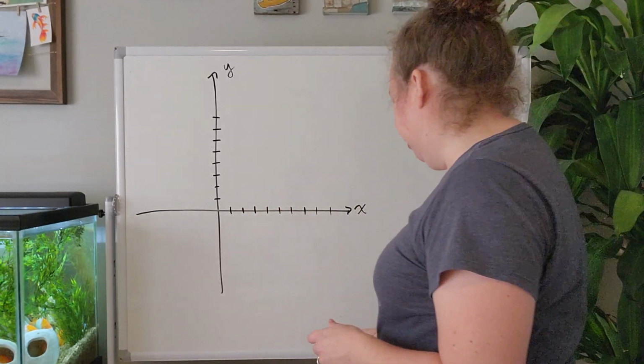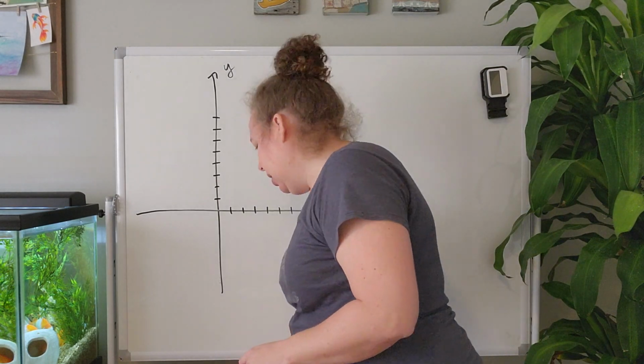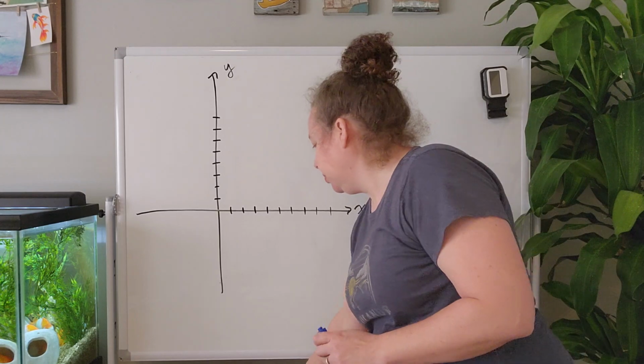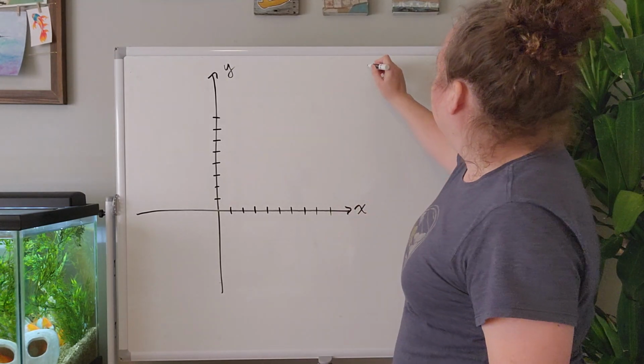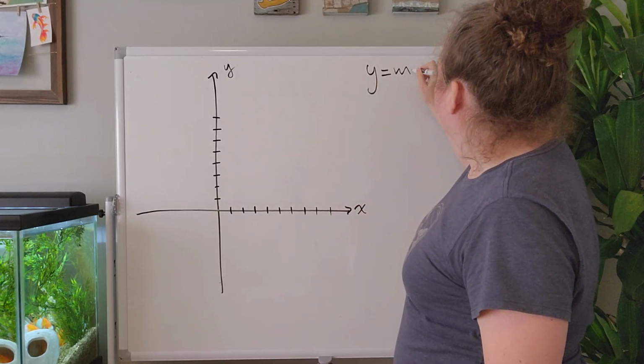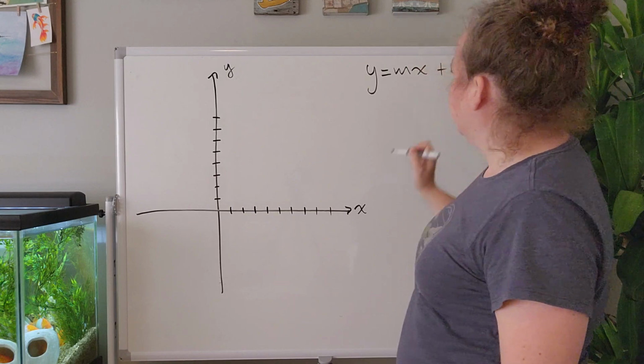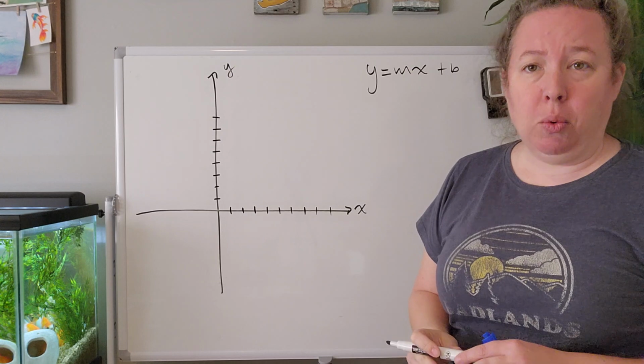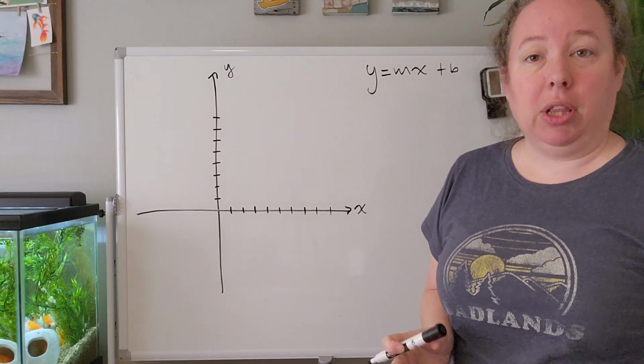And so the first thing that we want to make sure is clear is that y equals mx plus b. This is the slope-intercept form of the equation of a line.